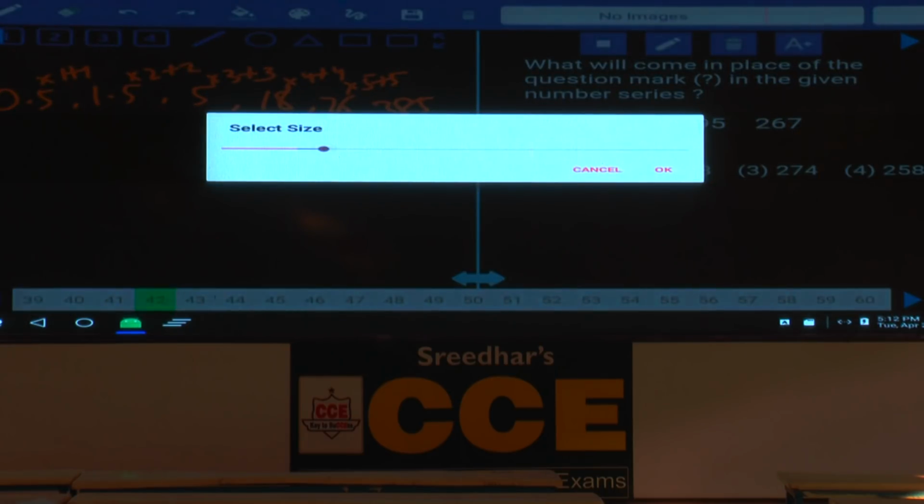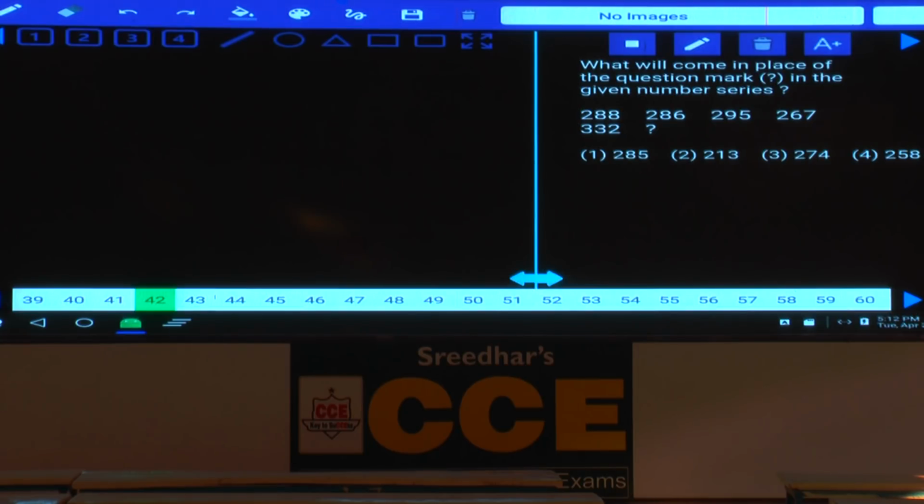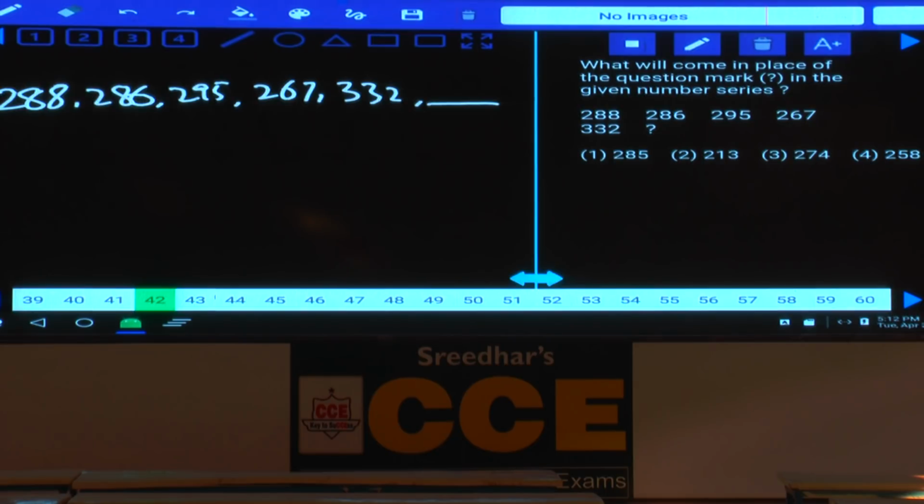Now in this question number 42, now tell me what are the numbers here? 288, 286, 295, 267 and 332, isn't it? Now just to go with the difference here, what is the difference between these two? -2. Here 286 and 295, how much is added here? +9. 295 and 267, what is the difference here? -28 or +28? -28. Next one, 267 and 332, 65.